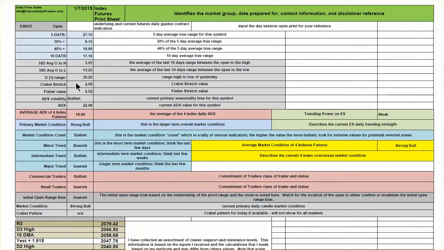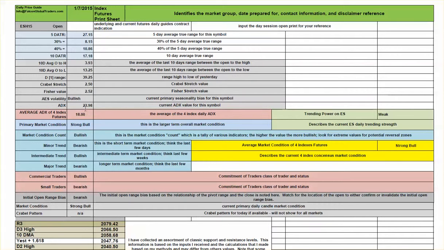Crabel stretch, Fisher value, and Toby Crabel and Fisher, these are both very well-known traders, classic traders. You may want to take a look at Toby Crabel's work on open range. Also, Fisher has done some work along these lines, and those of you who are followers of these gurus will know what to do with these values.